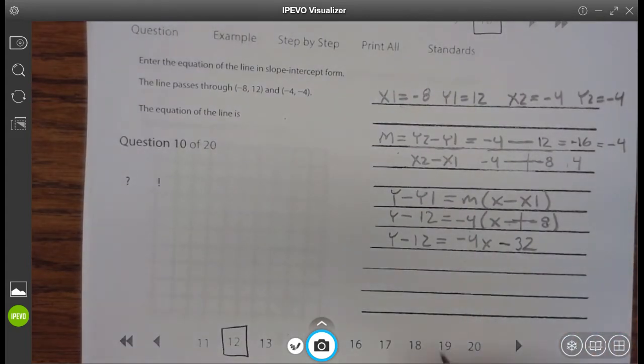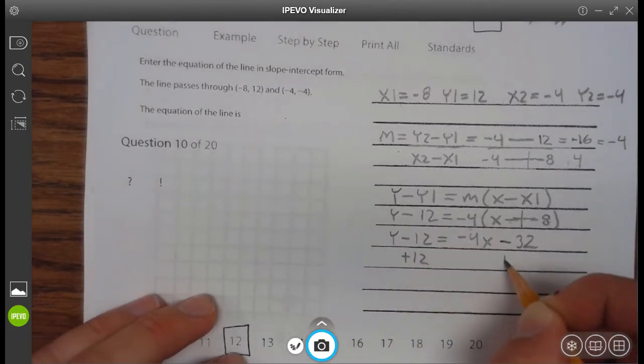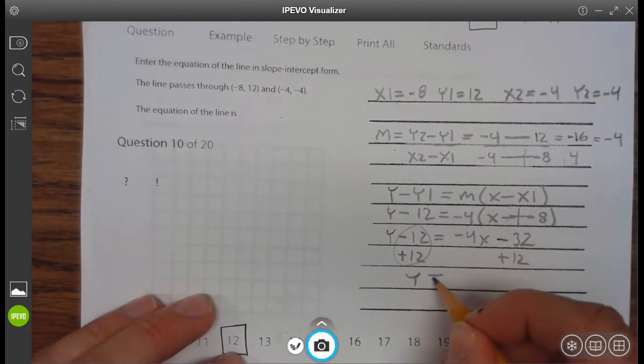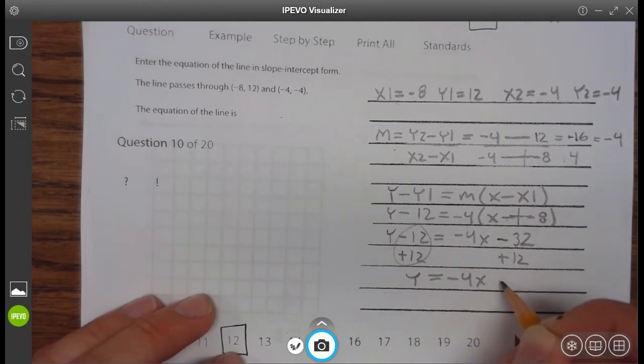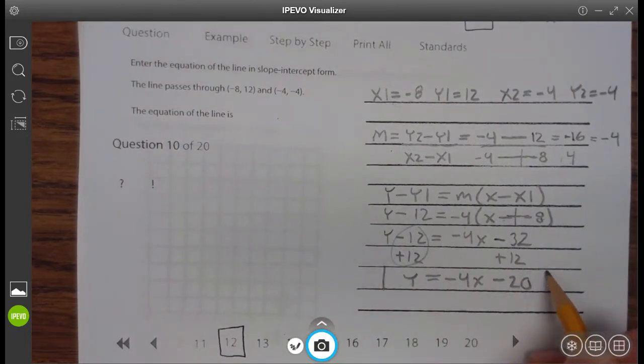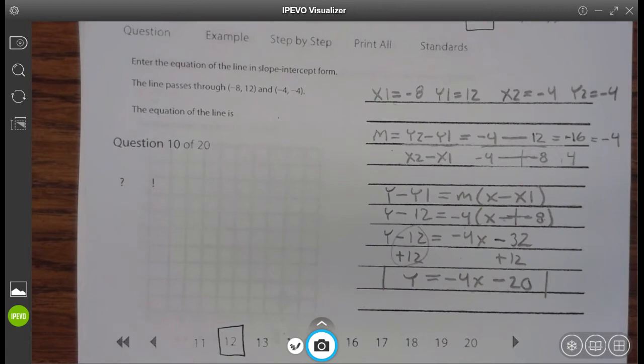And the last step is we're going to add 12 to both sides. So that becomes 0. You get y equals negative 4x minus 20. All right, go ahead and finish up example 10.